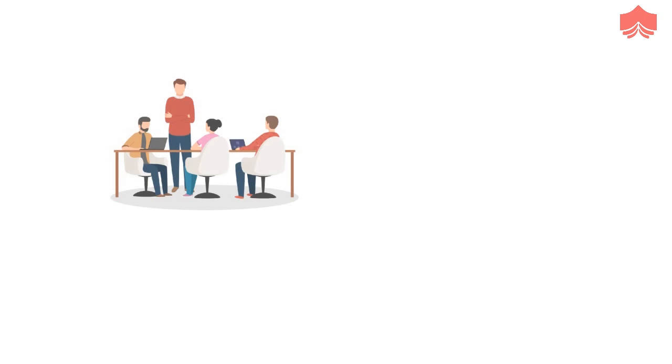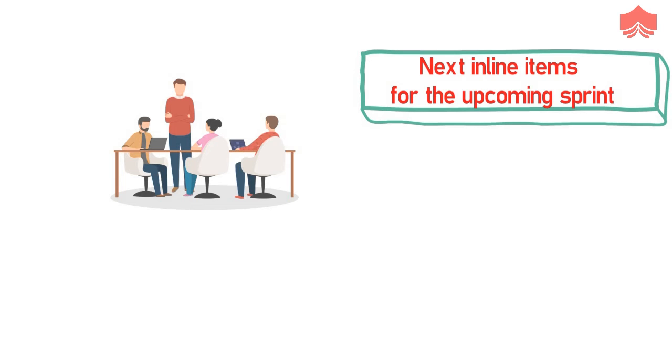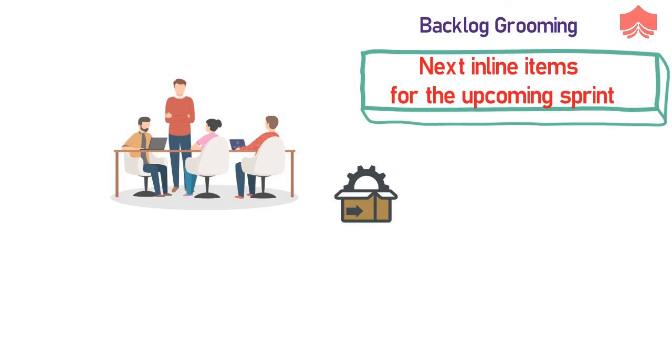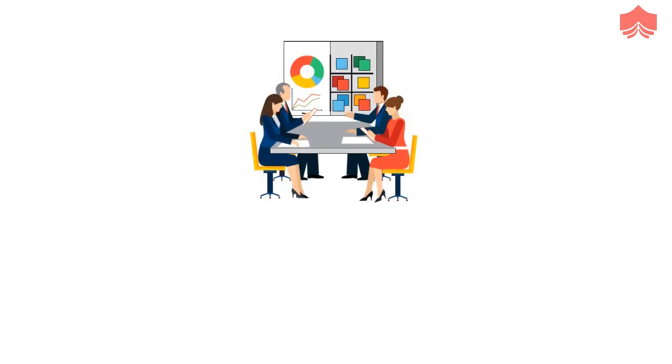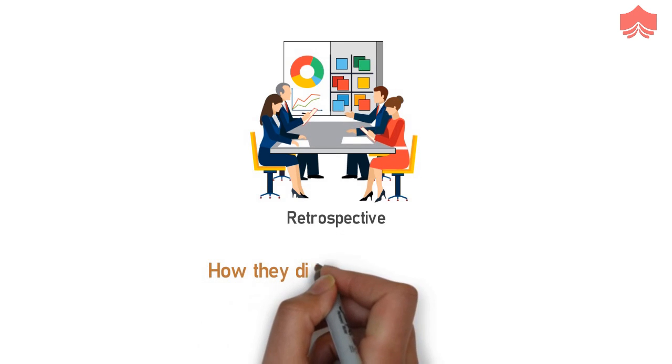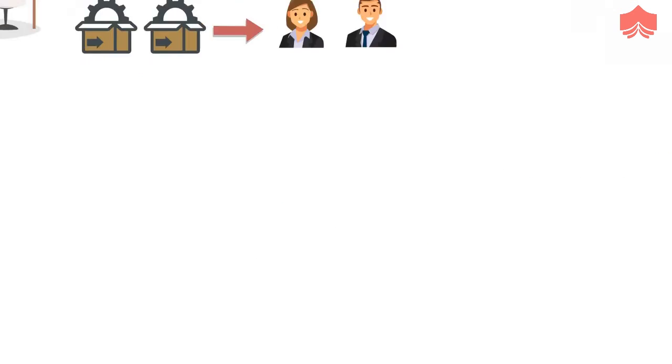Once in a while, they will stop by to talk about the next inline items for the upcoming sprint, which is called the backlog grooming. On the closure day, the team will demo the items they have worked on to the stakeholders or the product owner. The sprint completes with the last regrouping called the retrospective, where they inspect how they did and work on the ideas to make it better by adapting to it.